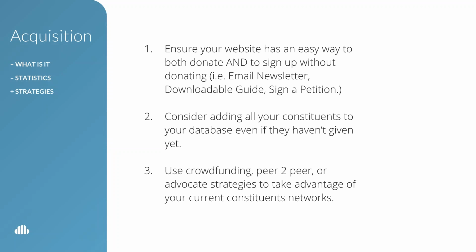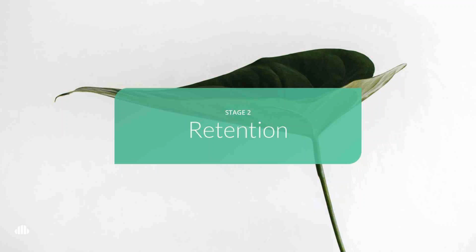3, use crowdfunding, peer-to-peer, or advocate strategies to take advantage of your current constituents' networks. Obviously, most people now are on some form of social media, and one of the things we found is a great acquisition strategy is using their network. If you're on Facebook, you've probably seen people saying, hey, instead of wishing me happy birthday, donate to this cause. Those are great strategies to help expand your network, grow your brand, and get more information out there about your organization.